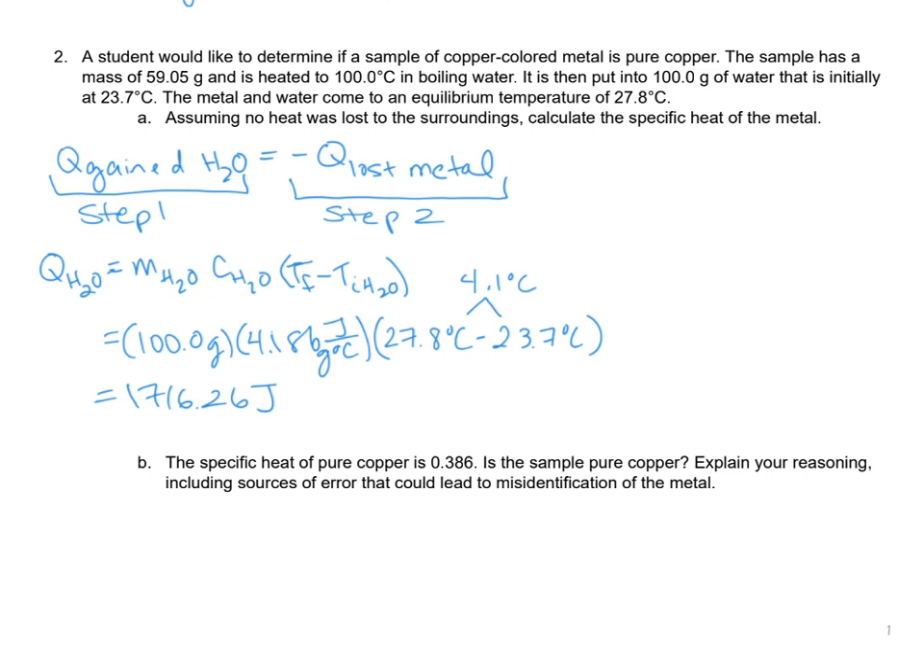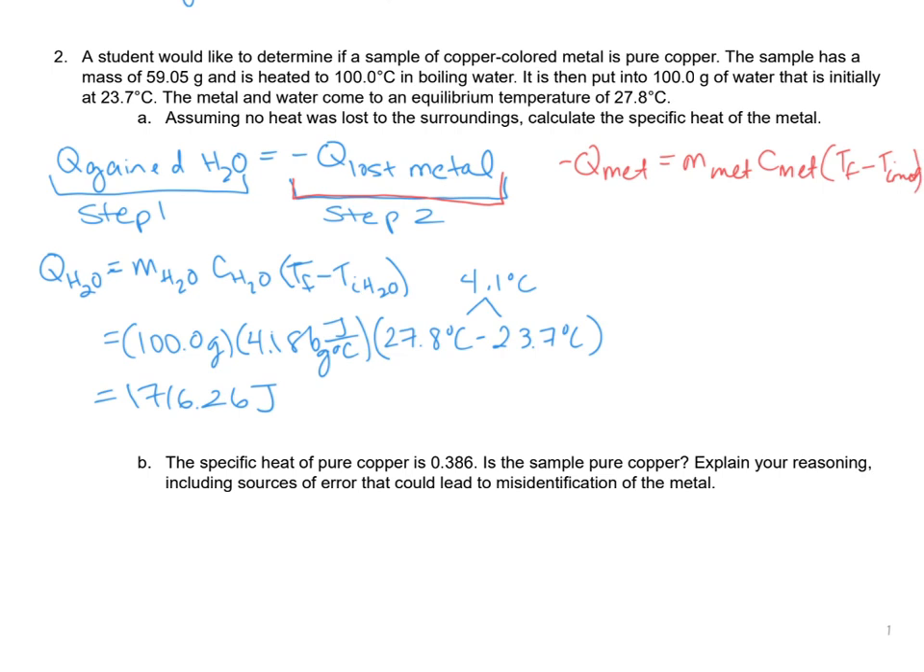So for the metal, it also changed in temperature. So we will also be using Q equals MCΔT. And I'm going to change colors just to make it a little clearer. I will use red for the metal. So let's do this part in red. So our negative Q that's lost by the metal is going to equal the mass of the metal times the specific heat of the metal, which remember we don't know, that's what we'll be solving for, times the change in temperature of the metal.